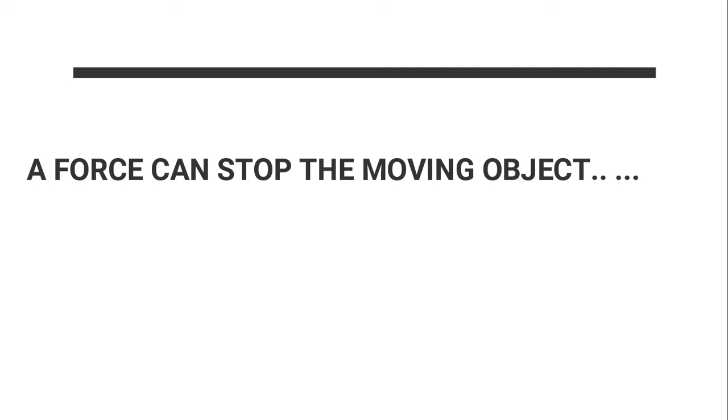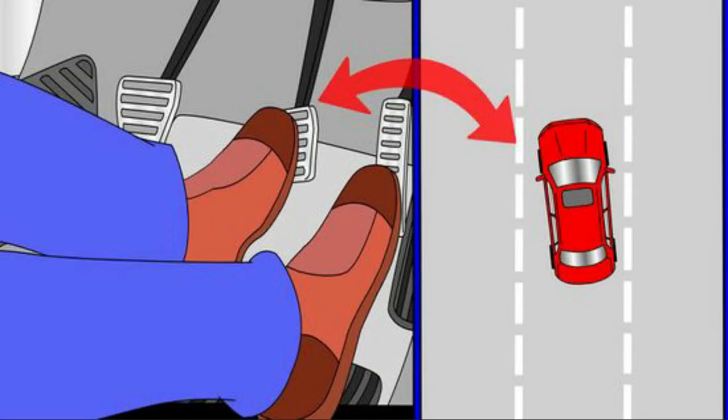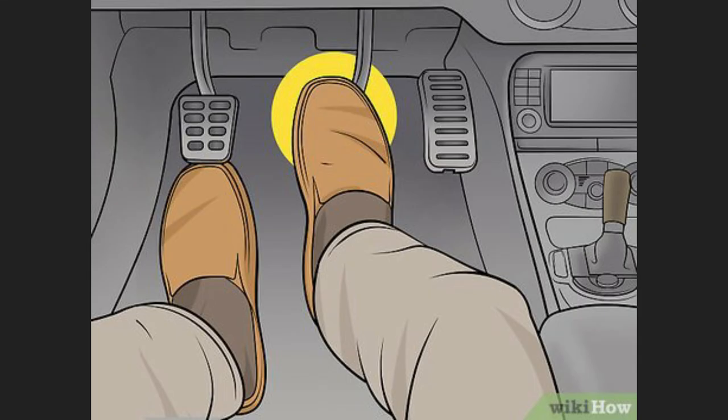Next is a force can stop the moving object or the moving body. A moving body can be stopped when a force is applied. For example, brakes are used to stop a car. A moving car cannot stop by itself. So by applying brakes, we are applying a force against it, which acts opposite to the direction of the motion of the car and stops its motion. So here you can see that how by applying the force, a moving object can be stopped.